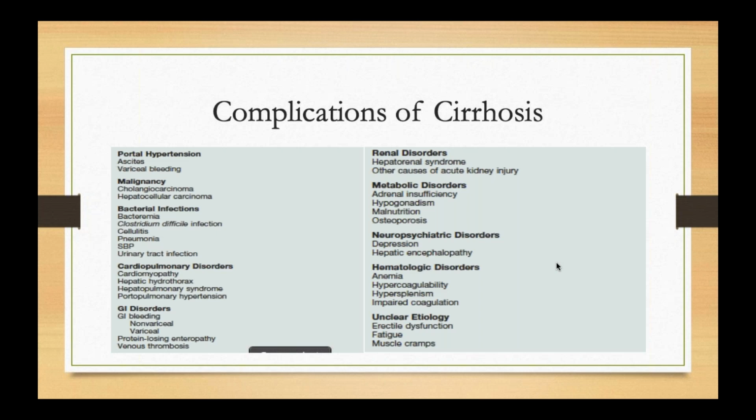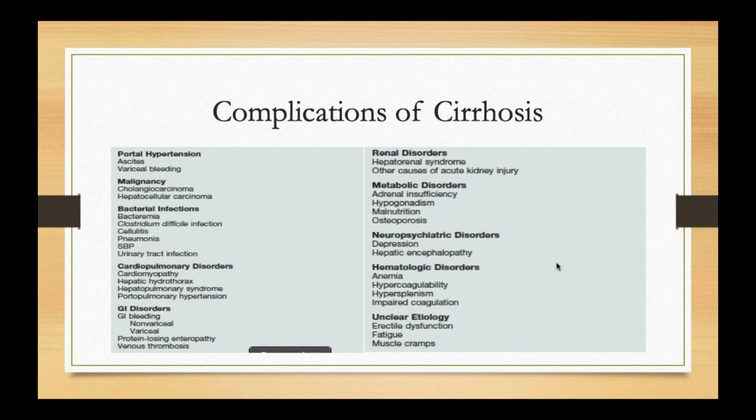Bacterial infections, most commonly spontaneous bacterial peritonitis in this group, but patients can develop all kinds of pneumonias and UTIs because of low immunity. Cirrhosis is an immunosuppressed state. Then cardiopulmonary disorders like hepatic hydrothorax, hepatopulmonary syndrome, portopulmonary hypertension, and cirrhotic cardiomyopathy can also develop. Alcohol, etc., can cause alcoholic cardiomyopathy also.